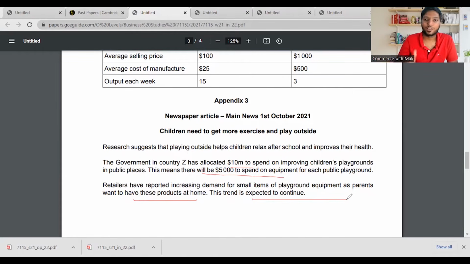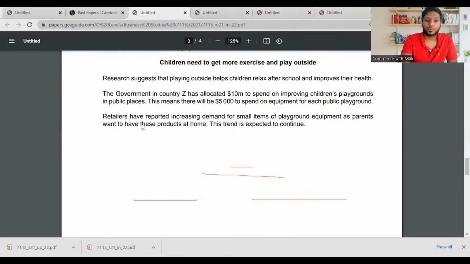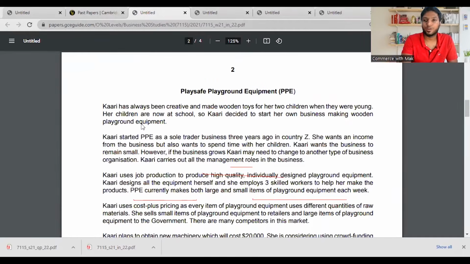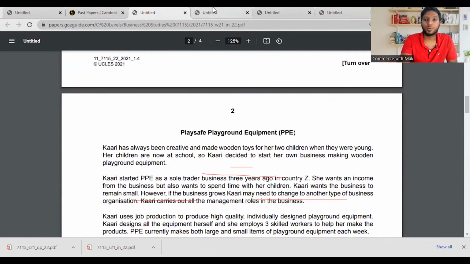Government is saying they're going to invest 5,000 in the long term, and also people wanted more products at home. So you need to give a good conclusion when it comes to this calculation part of your paper. So that's all when it comes to this appendix explanation. I have explained the entire thing. So we are going to write the paper now together. Now we'll move on to the paper, guys, and start writing one by one answer.